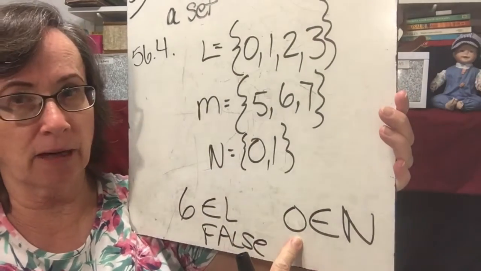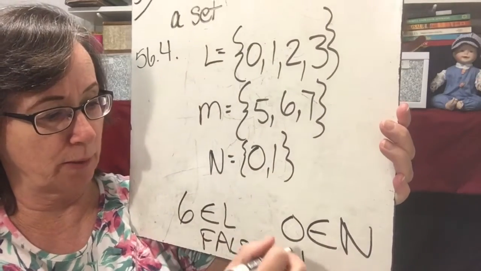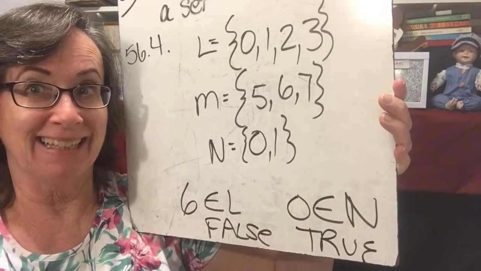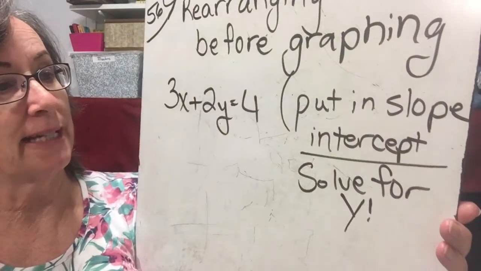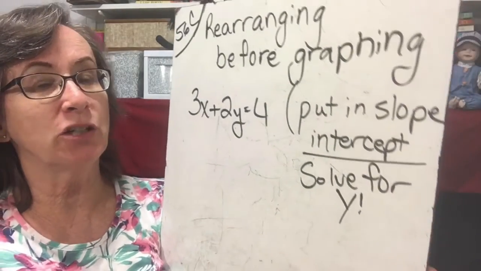Is 0 a member of N? So here's N. 0 is a member, so we will say true. Pretty easy, huh? In the last part of our lesson, we're talking about graphing of linear equations and rearranging equations before we graph them.